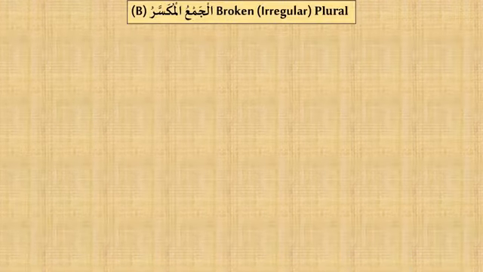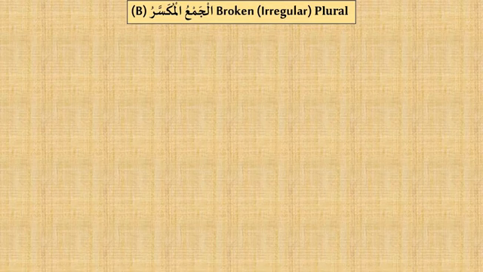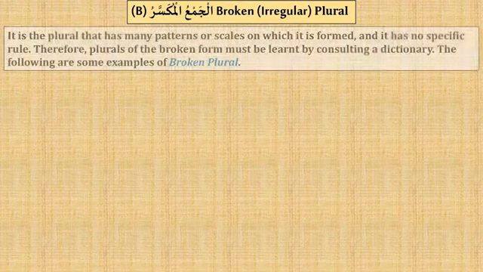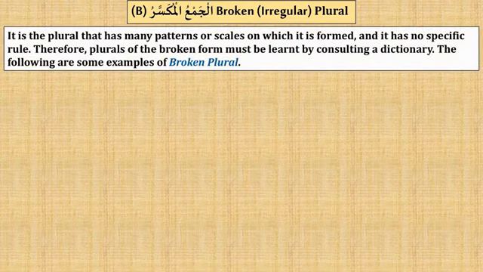And the next plural is al-jam'u al-mukassar, the last one, broken irregular plural. It is the plural that has many patterns or scales on which it is formed, and it has no specific rule. Therefore, plurals of the broken form must be learned by consulting a dictionary. The following are some examples of broken plural.